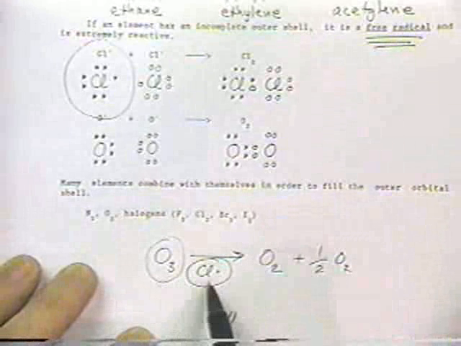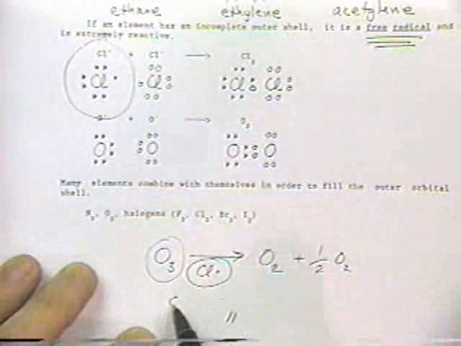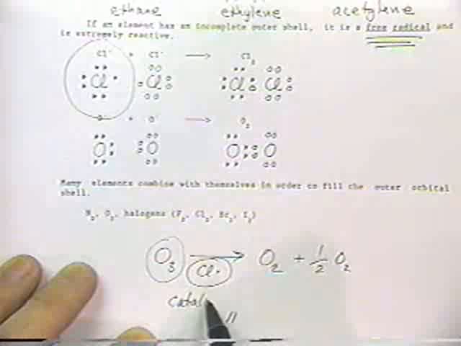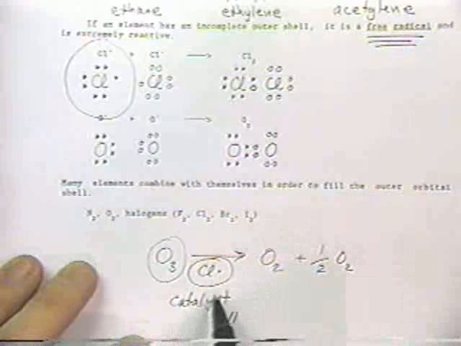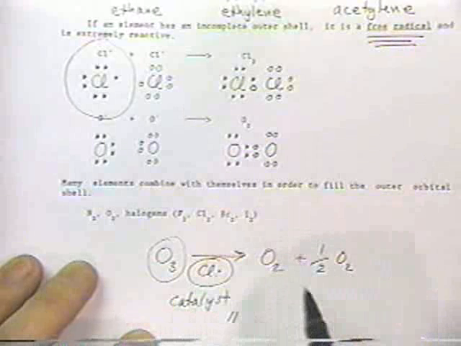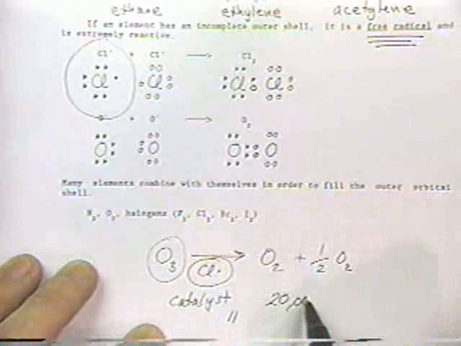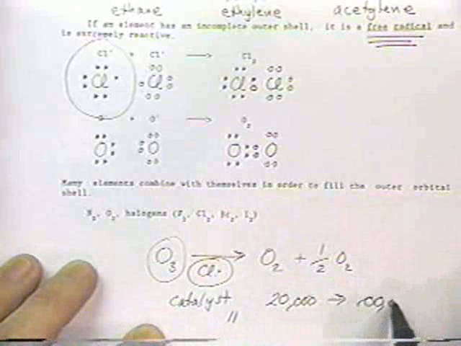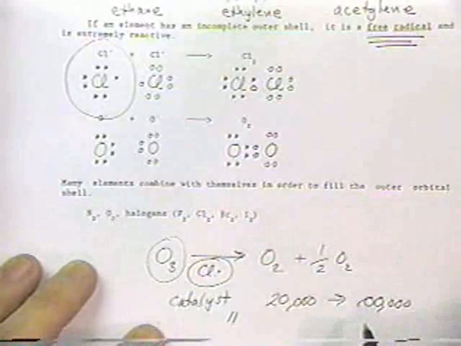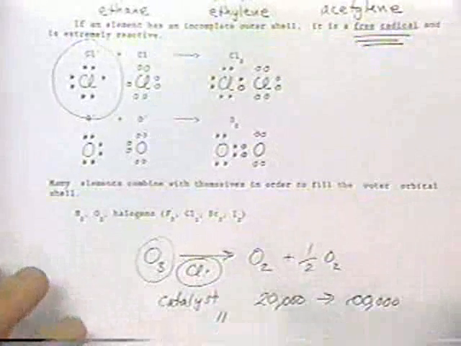To show you how potent that chlorine free radical is, it actually acts as a catalyst, which we'll talk about a little bit later. That single atom of chlorine will destroy roughly 20,000 to 100,000 ozones before it's taken out of the system. So it's extraordinarily destructive.